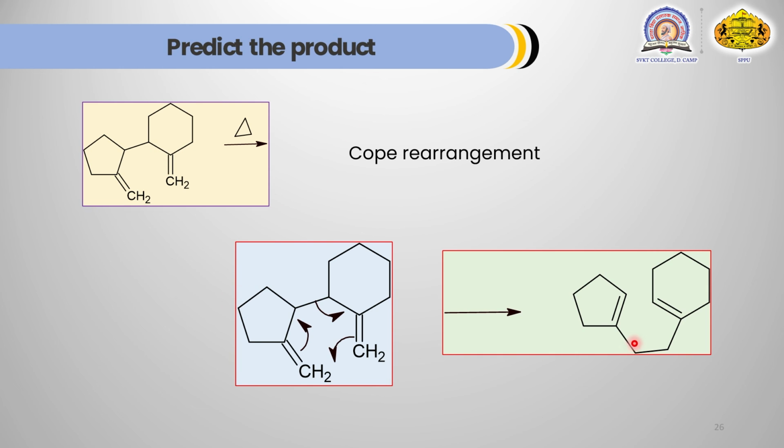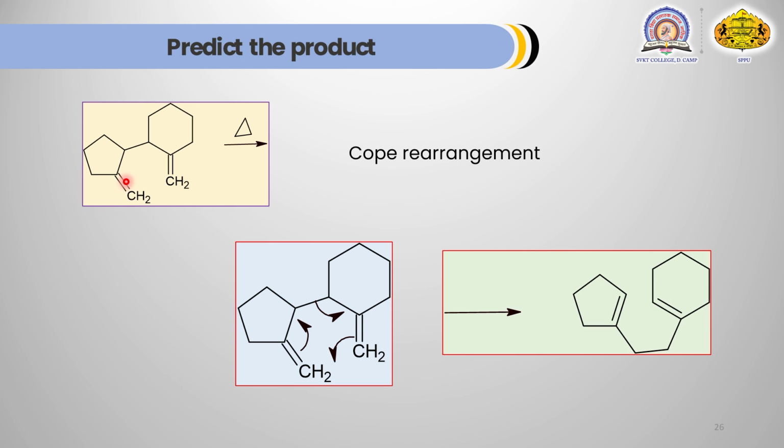First of all, ignore all these things; we have to find them out. First of all, we have to decide which type of reaction it is, Claisen or Cope. There is no oxygen, so it is a Cope rearrangement reaction. The movement of the pi bond as well as the sigma bond is similar in the Claisen as well as the Cope rearrangement.